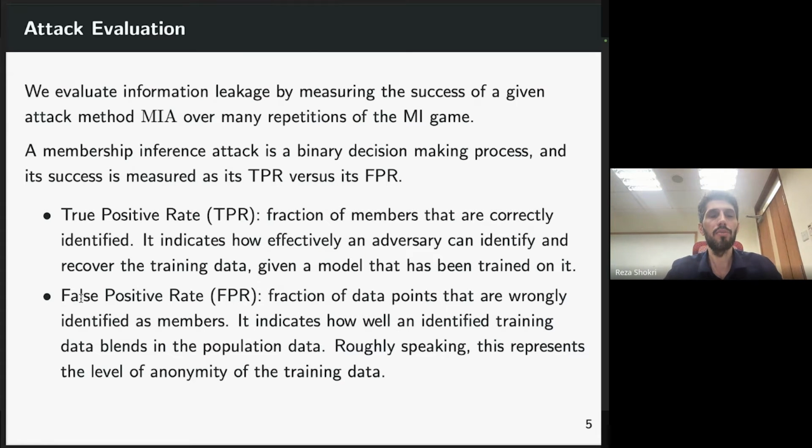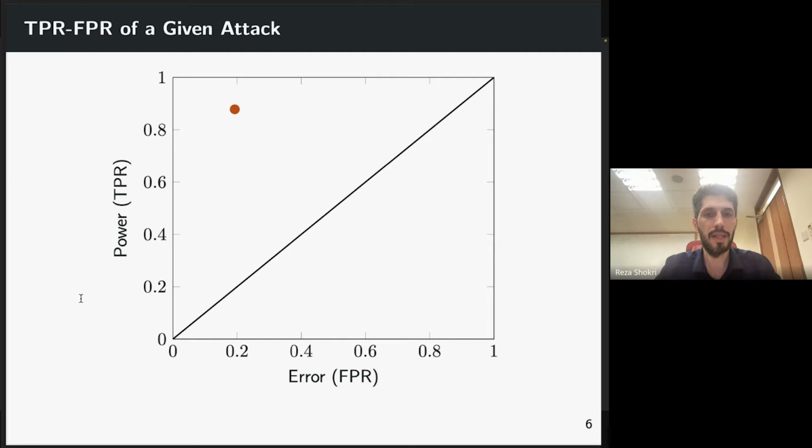So the adversary might be able to identify data point X as a member, but he's also confusing the membership of many other non-member data points. That gives some level of protection to X. So there are these two aspects that we need to be able to evaluate. For a given specific fixed attack, we have a point in the power versus error, TPR versus FPR, space of a membership inference attack. This is one single attack. I'm not specifying how exactly we came up with this attack, but if you have higher power for lower error, then that means there's more leakage.